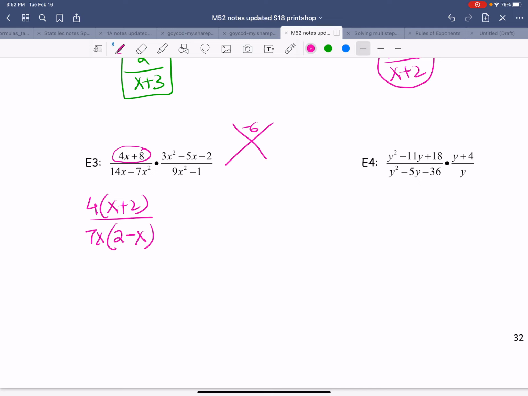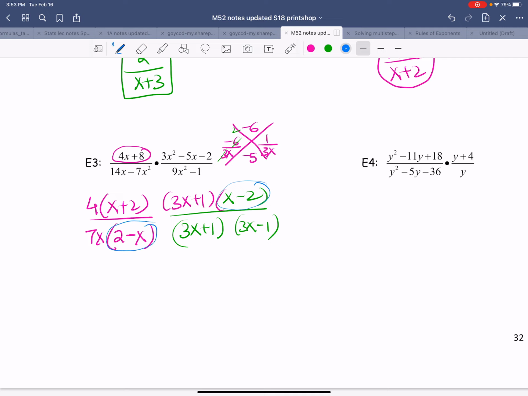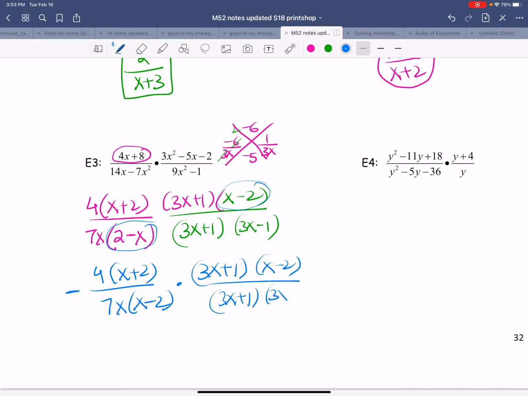Two numbers that multiply to give you negative 6 and add up to give you negative 5 are negative 6 and 1, and we would divide them by 3x and 3x. So it's 3x plus 1, as well as, in simplified form, x minus 2. 9x squared minus 1 is a difference of squares, so 3x plus 1 times 3x minus 1 is what that factors into. Now if you look carefully, the x minus 2 and 2 minus x are opposites of each other. So I'm going to pull out a negative from 2 minus x and write it as x minus 2. And then we have 3x plus 1, x minus 2, 3x plus 1, 3x minus 1.